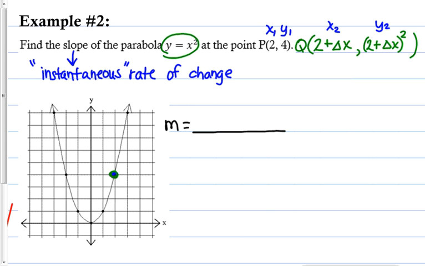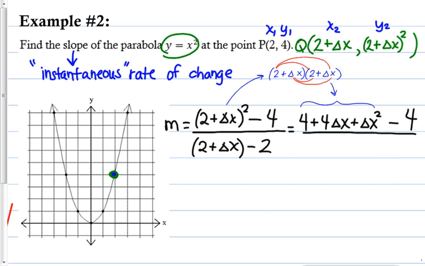I'm going to write it down. Let's see, y2, let's start at the top. It's (2 plus delta x) squared minus y1. x2 is 2 plus delta x minus 2. So now I'm going to have to distribute the top. 2 plus delta x, I actually have to expand that. I'm going to pause it, I'm going to do it, and I'm going to write it out.